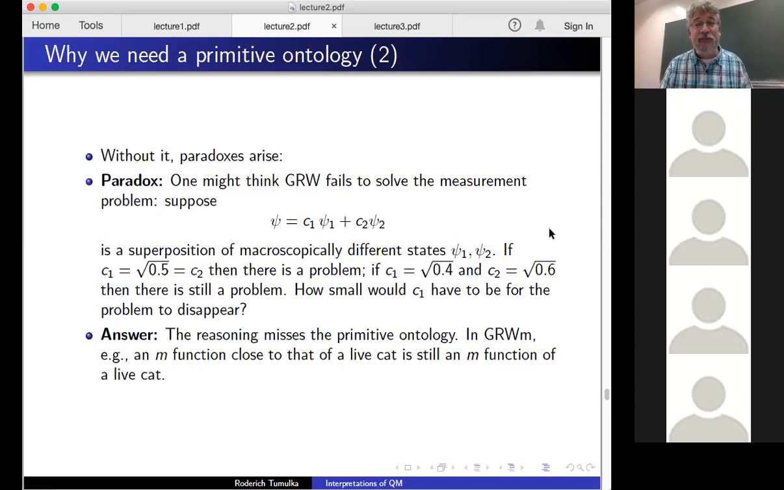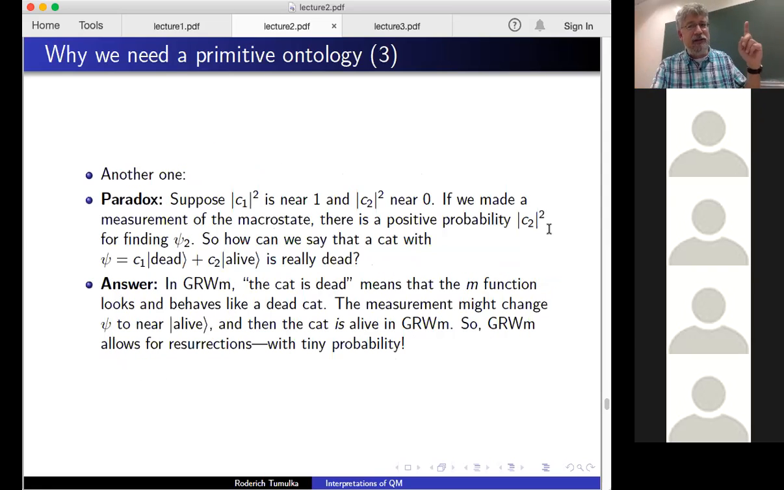That's because then you actually have some object in 3 dimensions. And then you can ask whether this object in 3 dimensions looks and behaves like a live cat. And if it does, then you say there is a live cat. Now you could still see some problem.